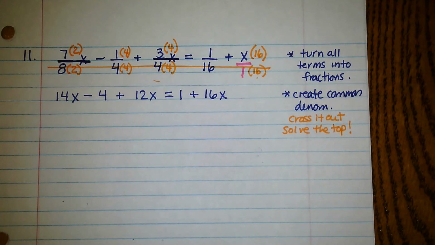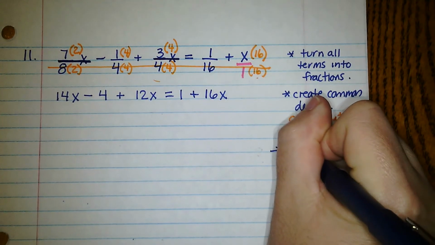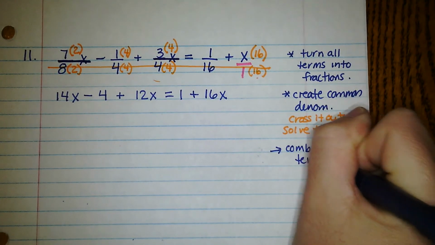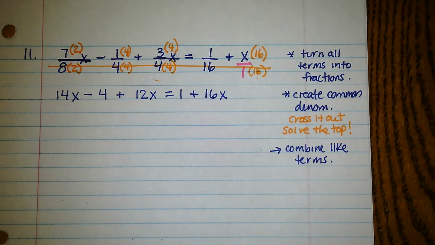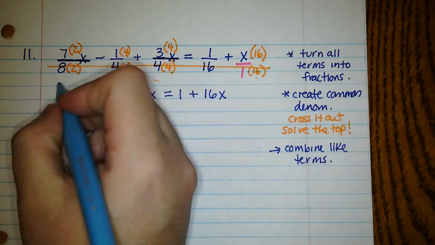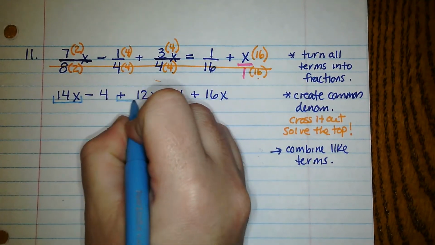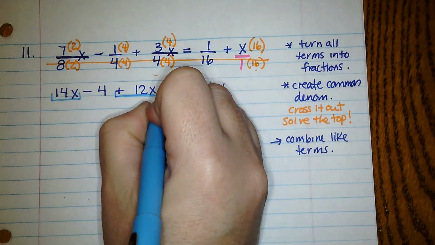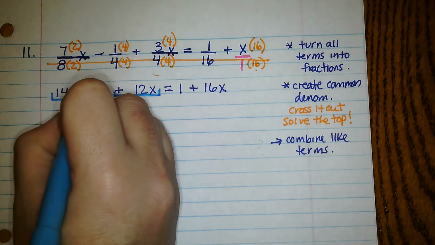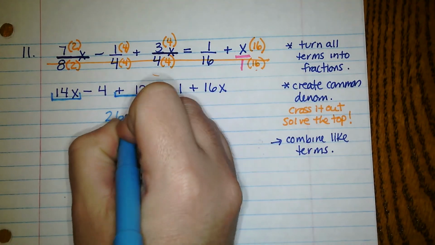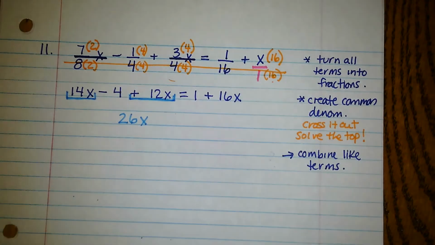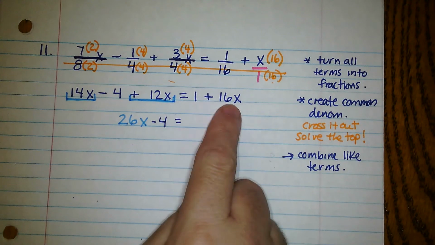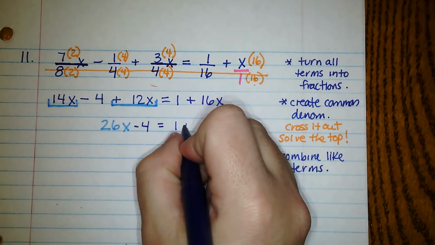So at this stage of the game, we are looking to combine like terms. So let's get our pretty blue out. On the left, we've got 14x plus 12x. So 14x plus 12x is going to give us 26x. And we're going to bring that minus 4 down. And then these don't have any like terms, so I'm just going to bring these down.